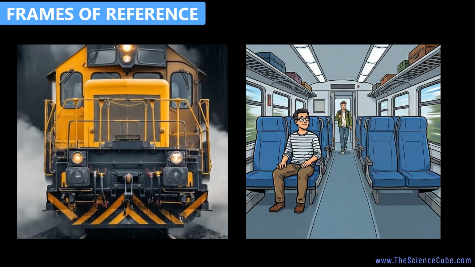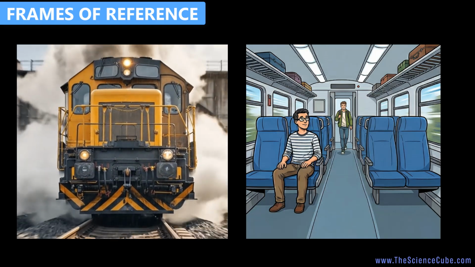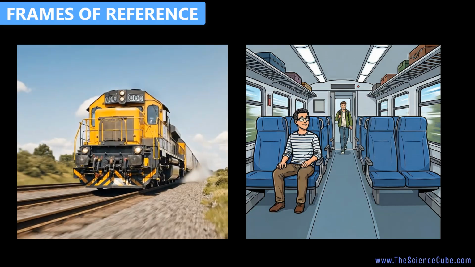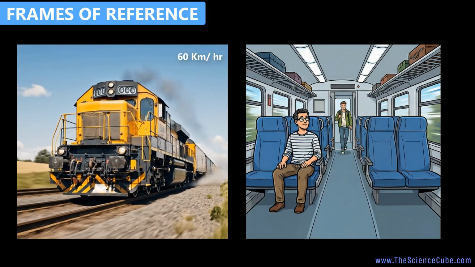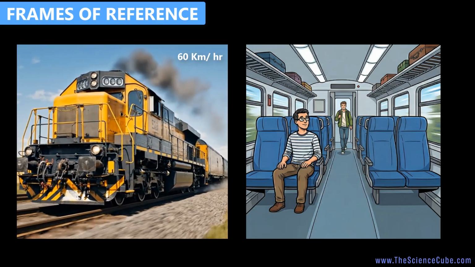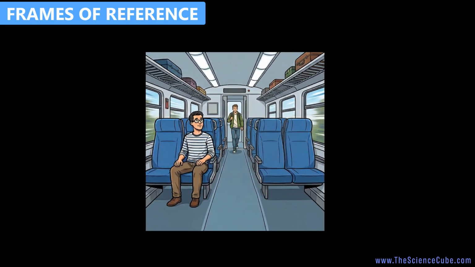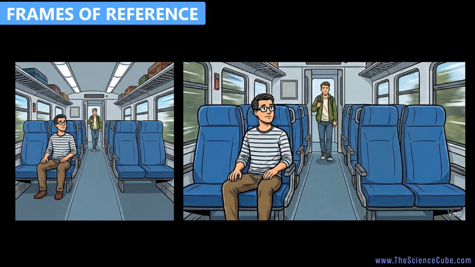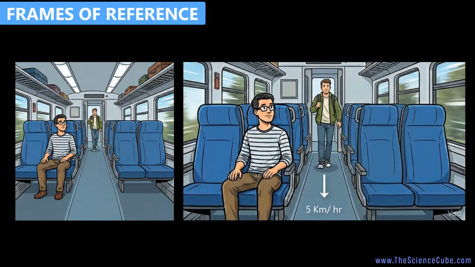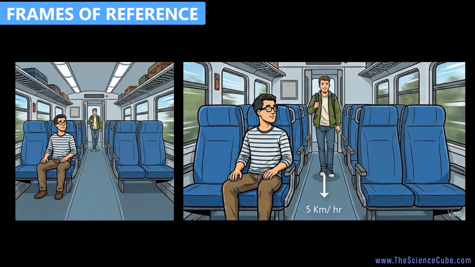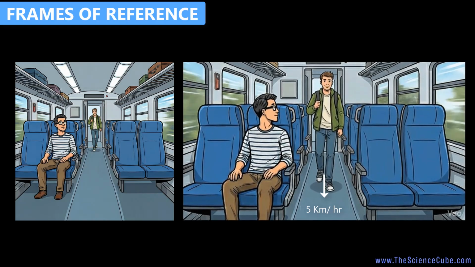Okay, so here's a scenario I want you to think about for a second. You're sitting in a train. The train is moving at 60 kilometers per hour toward the east. You get up, walk toward the front of the train, and you're walking at about 5 kilometers per hour relative to the seats around you. Now, how fast are you moving?